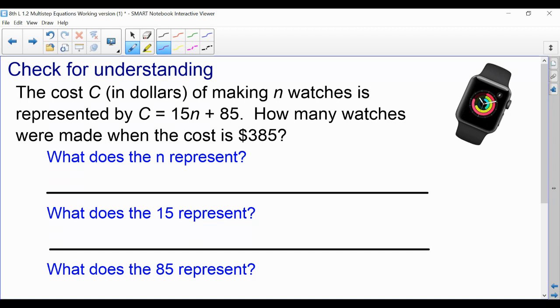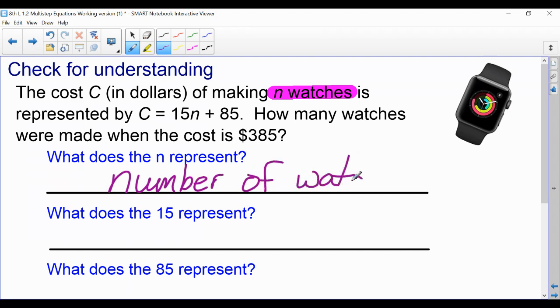What does the N represent? So if we look in the problem, we have N watches. So the N is the number of watches. If it was the cost per watch or something like that, it would be like the variable and it would say dollars. And then we would know it was the cost. But this is actually N watches.